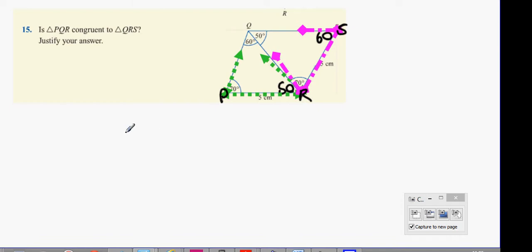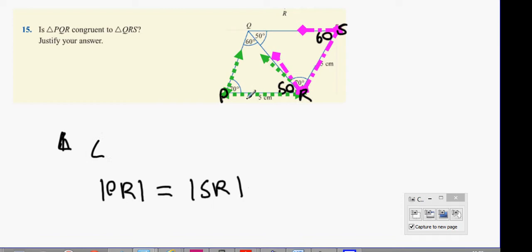So what we're going to get here, guys, is this. Length of PR equals length of SR. Angle QPR, which is 70, equals angle QRS. So that's your A, that's your S.